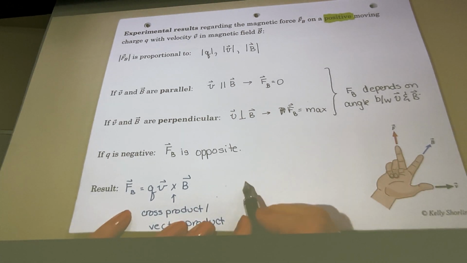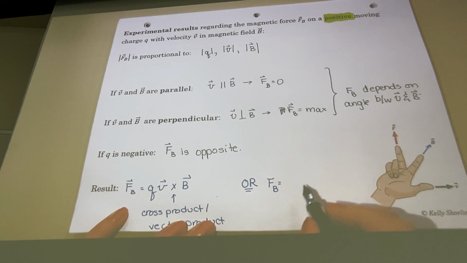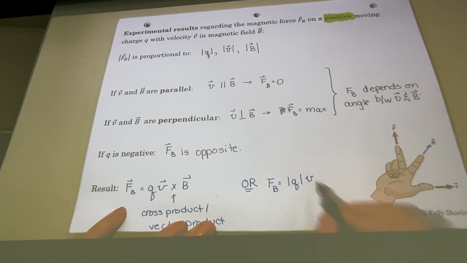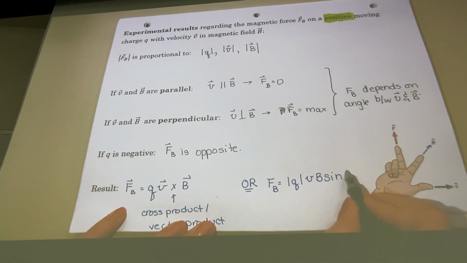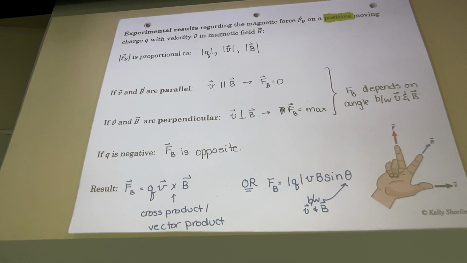The other way we can find our force is to say that the magnitude of the magnetic force is the size of the charge times the speed times B times the sine of the angle between v and B. That gives us the magnitude of the force. To get your direction, you have to use your right-hand rule.